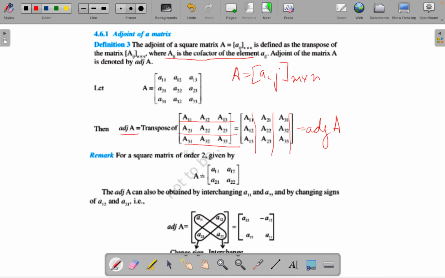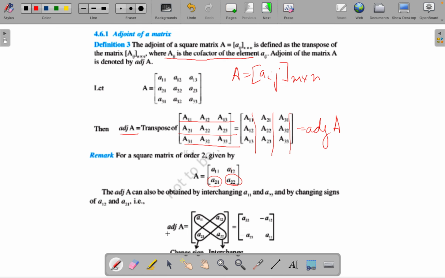If you remember, for a square matrix, if I want to find the cofactor of A11, you forget the row and forget the column. This will be the cofactor. Similarly for A12, forget the row, forget the column. This will be the cofactor, but with a minus sign. Similarly for this, forget the row and the column. This will be the cofactor, but with a negative sign. And for A22, forget the row, forget the column, A11.